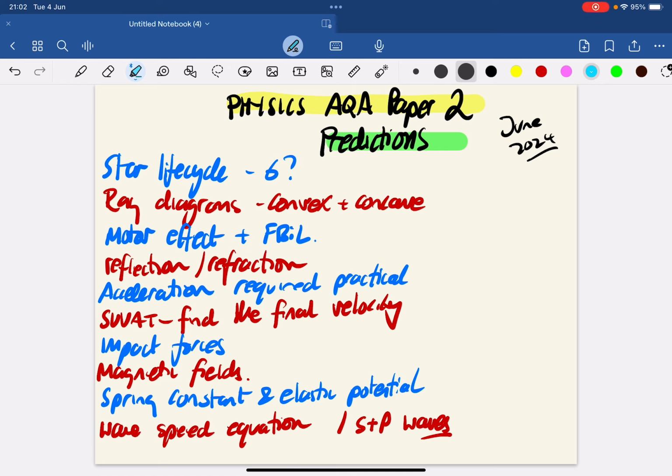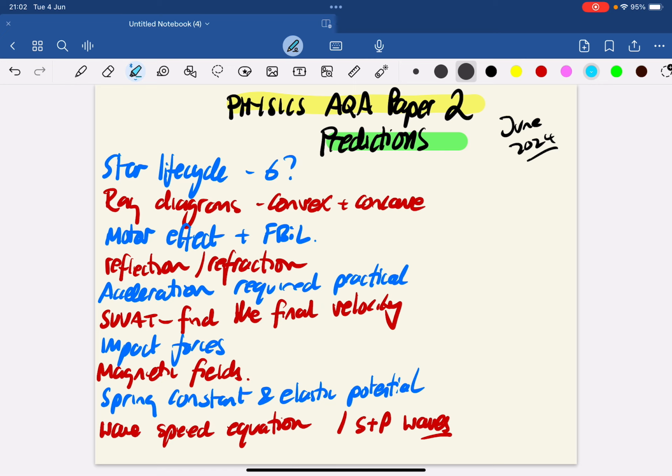So I think star life cycle might appear somewhere. Potentially, it could be a 4 to 6 mark question. So just make sure you're queued up on that and you've got the stars in the right order. They want a logical order there as well.